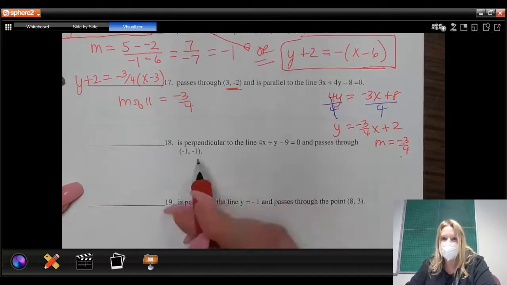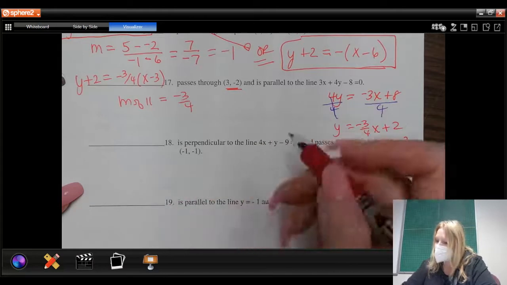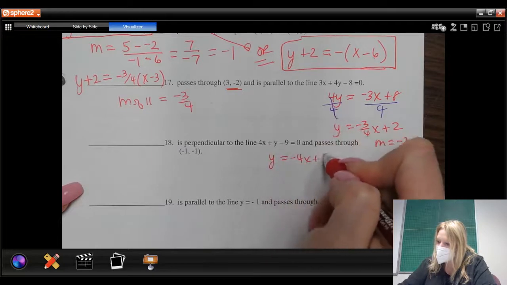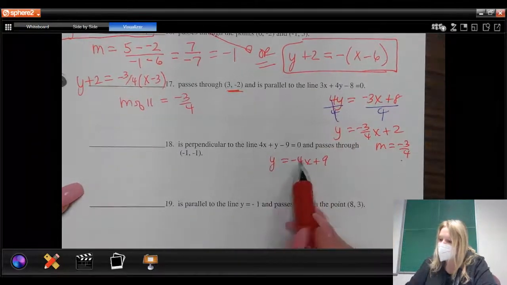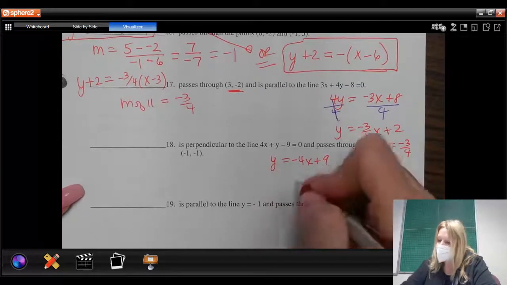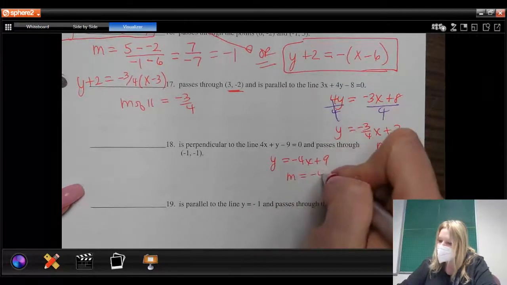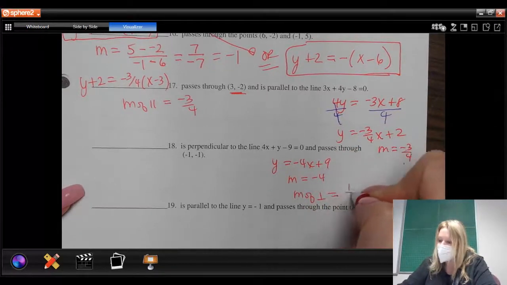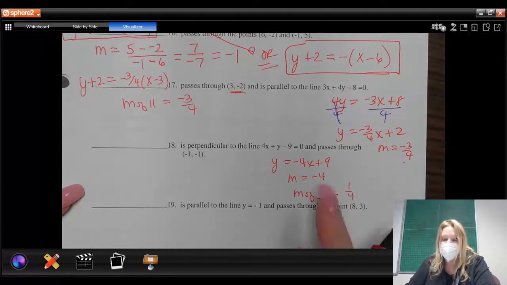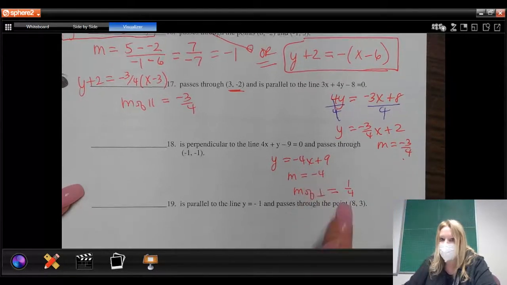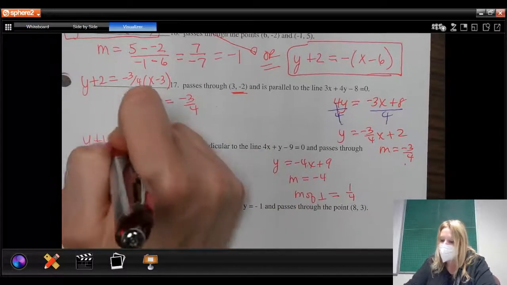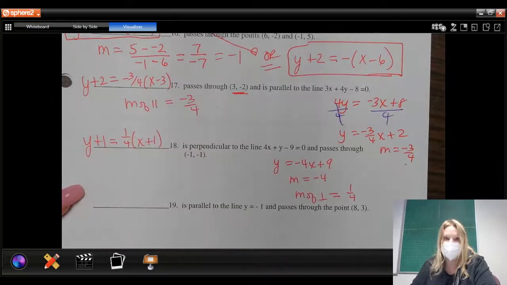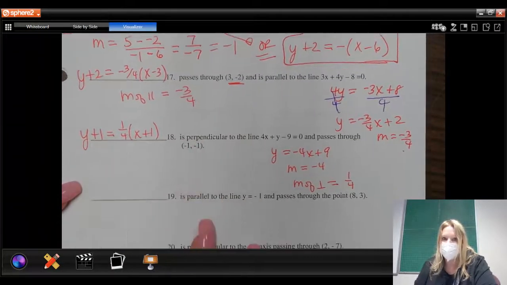Perpendicular to this line, passing through this point, perpendicular would have a negative reciprocal slope. So move the 4x over, the 9 over. So the slope here is negative 4, which means the slope of the line perpendicular to it would be positive 1/4. Flip and negate. So then it's y minus the y equals m parenthesis x minus the x. Minus negative 1 is why those are plus 1.